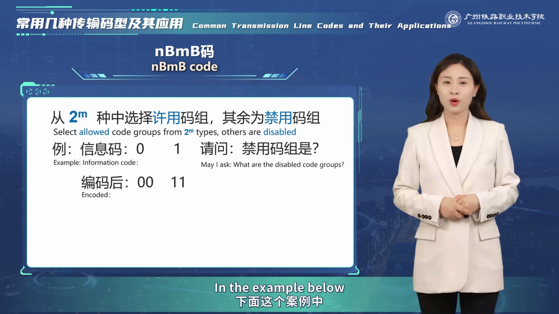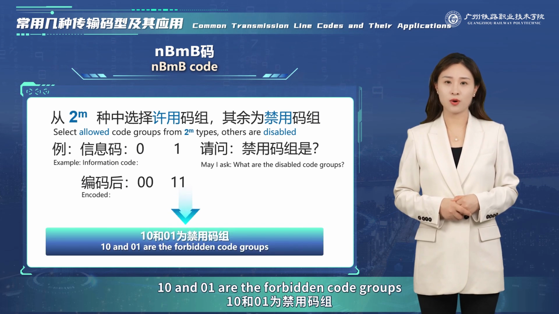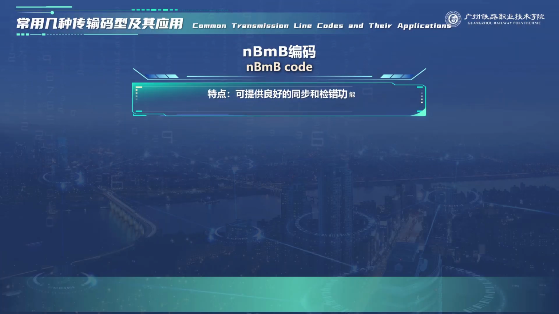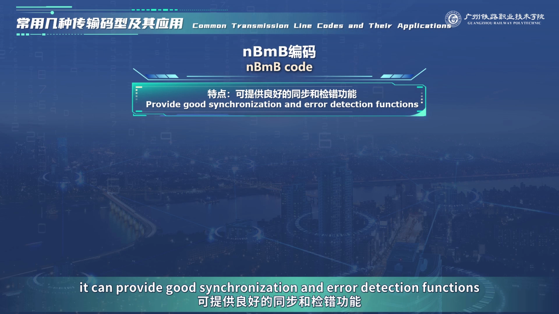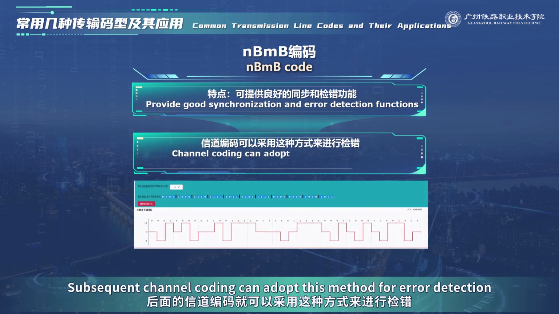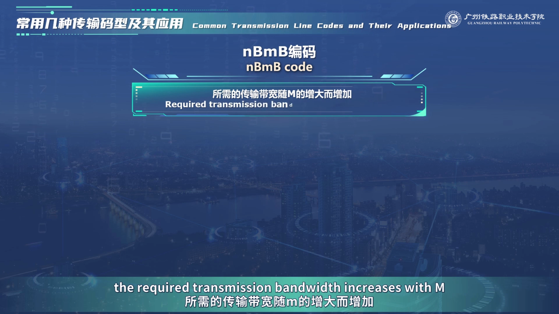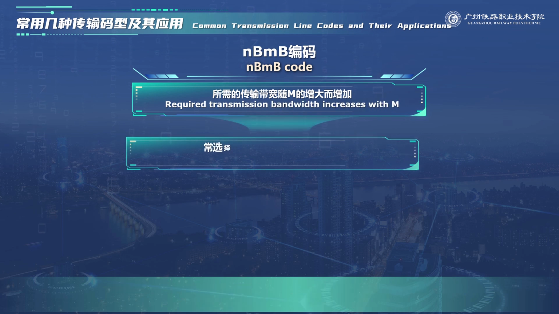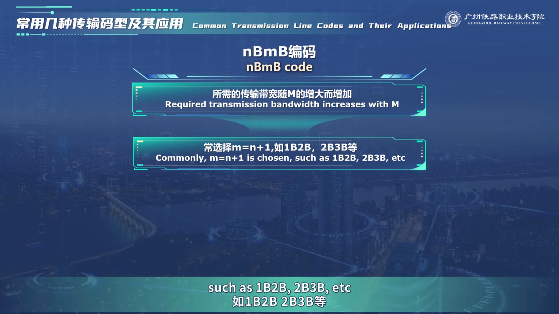In the example below, what are the forbidden code groups? The answer is 10 and 01 are the forbidden code groups. The characteristic of this encoding is it can provide good synchronization and error detection functions. Subsequent channel coding can adopt this method for error detection. Of course, the required transmission bandwidth increases with M. Commonly, M equals N plus 1 is chosen, such as 1B2B, 2B3B, etc.